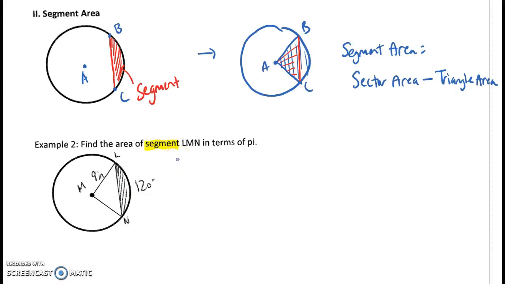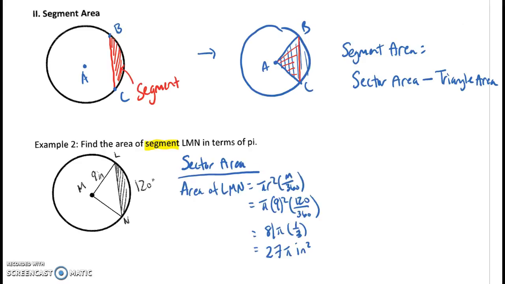So go ahead and use our sector area formula, and go ahead and find that area in terms of pi for me. Check and see if you got that 27 pi. That's what we're looking for. And that 27 pi is again in terms of pi, obviously. So you didn't want to multiply by 3.14 or touch your pi button at all.